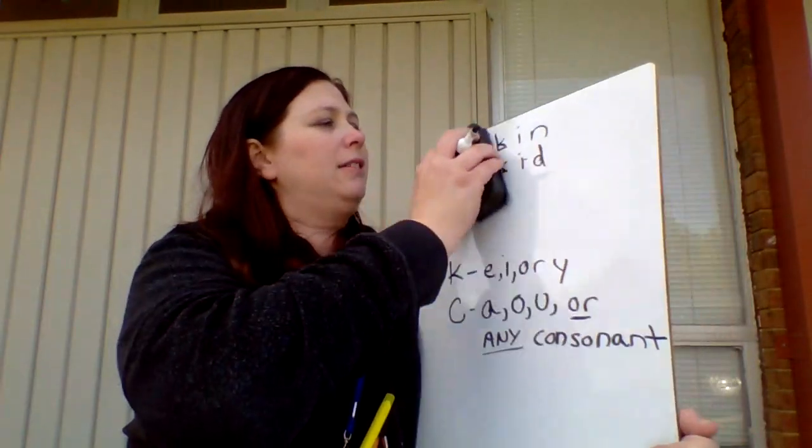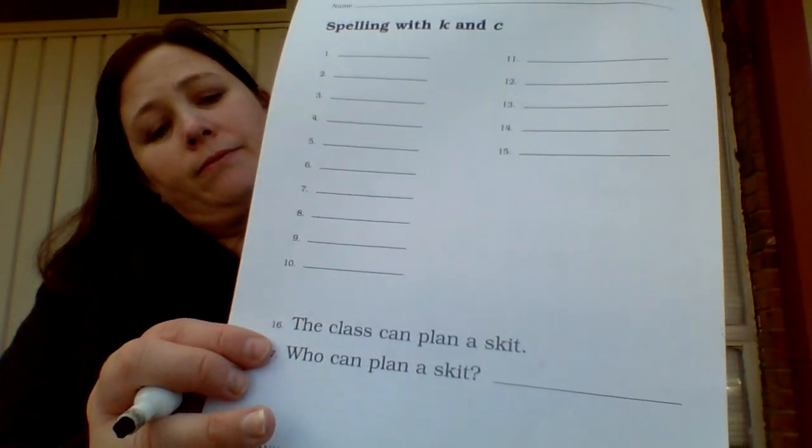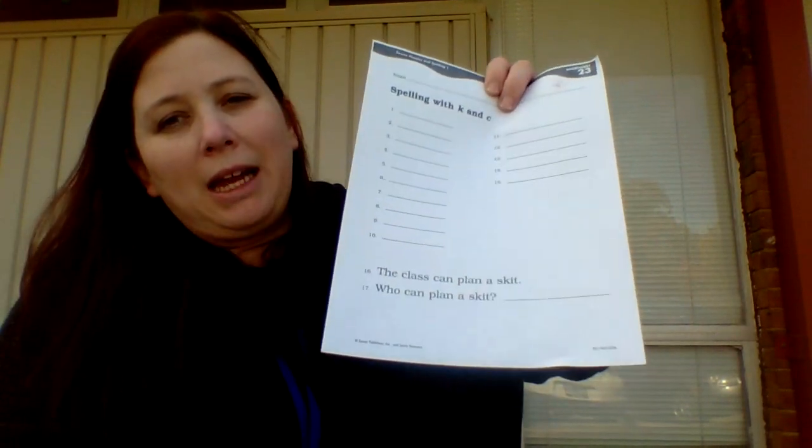On number 16, take a minute to look at your paper and read this sentence. Can you read that sentence out loud or to yourself? It says, the class can plan a skit. We're just reading that. We're not doing anything with it. But the next one says, who can plan a skit? So we see in the first word, plan a skit. And then what does it say? Who does it say can plan a skit? The class. So here you're going to write the class.